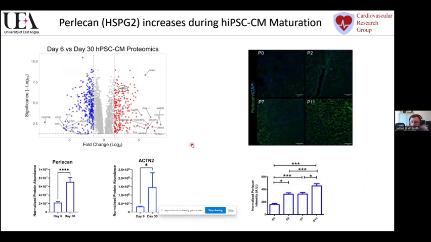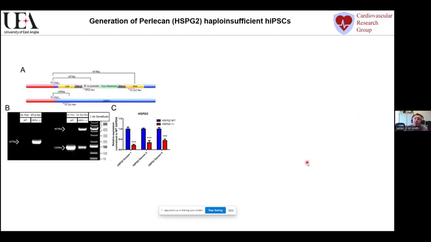We confirmed this was happening in vivo, so we analyzed mouse hearts, again at the early proliferative points of P0 and P2 and the later non-proliferative points at P7 and P11, and again saw an increase in Perlecan accumulation as the heart matured postnatally. So we were seeing that the expression of Perlecan on both a gene and protein level was increasing, but we wanted to know what its functional effects were. So for this, we utilized CRISPR gene editing.